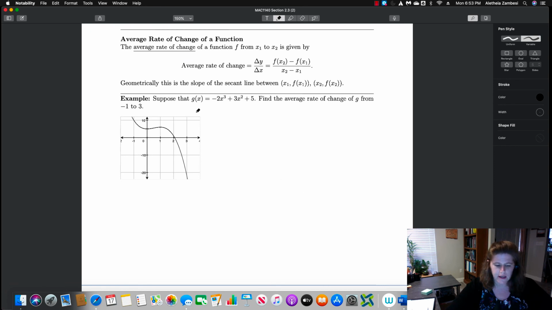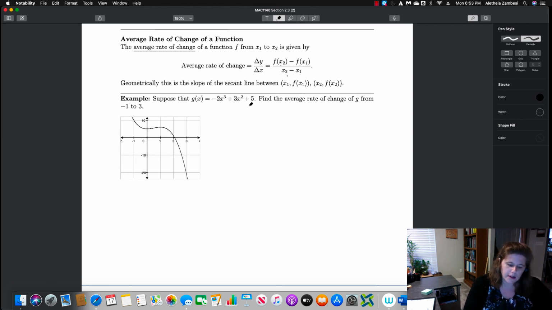Last thing for today is what's called average rate of change. When you're doing an average rate of change, what you're really looking at is the slope between 2 points on a graph. So an average rate of change is calculated like a slope, the change in y over the change in x. We take the y value at point x2 and subtract the y value at point x1, divided by x2 minus x1 itself.